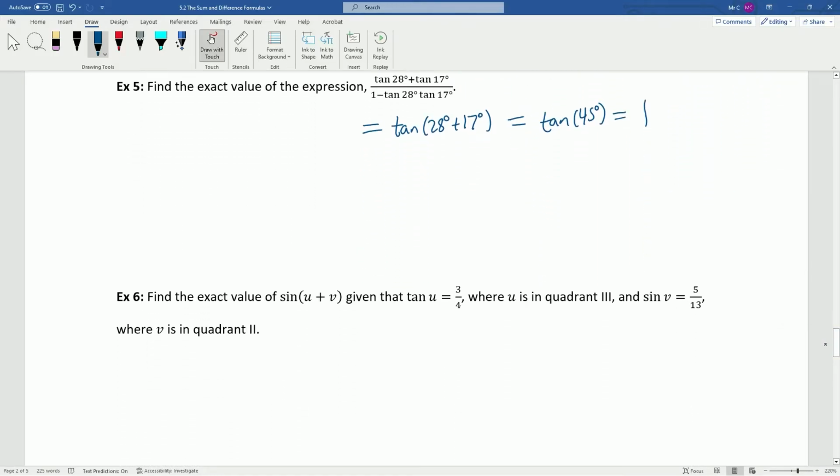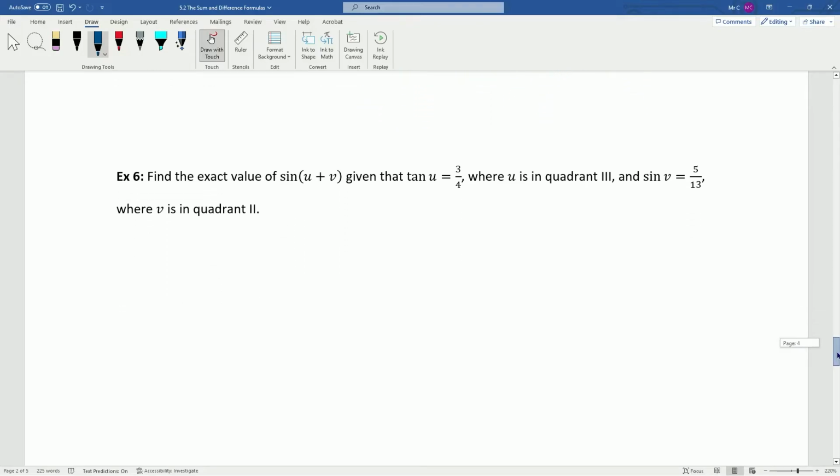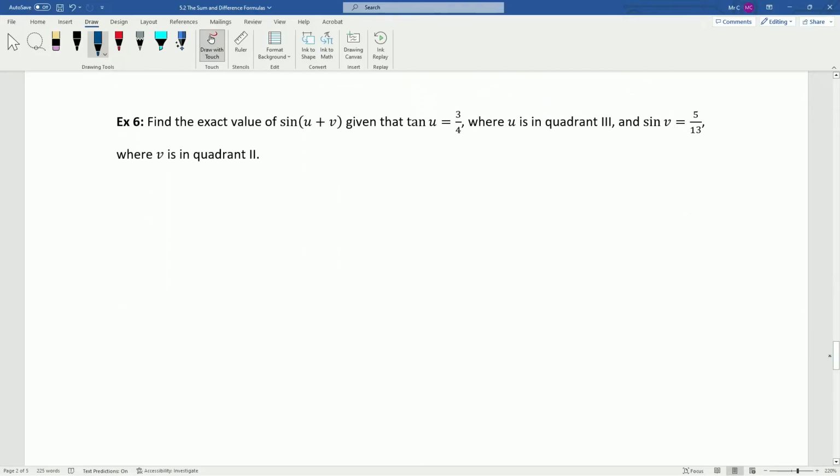Okay, so those were a couple fun problems. Now we'll get to some problems that are a little more involved. So here we're asked to find the exact value of sine of u plus v, given that tangent of u equals 3/4, where u is in quadrant 3, and sine of v equals 5/13, where v is in quadrant 2.